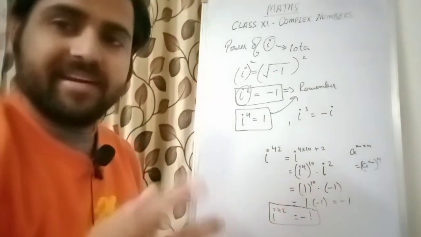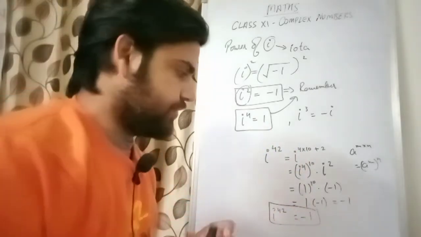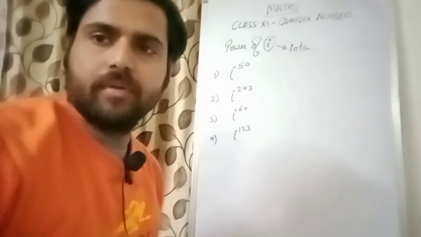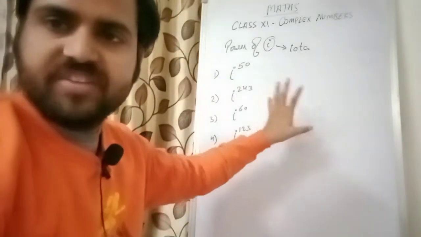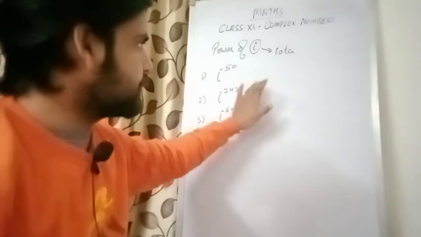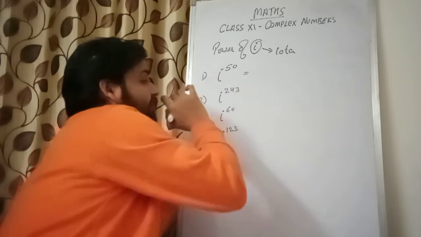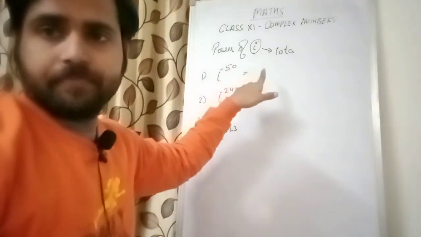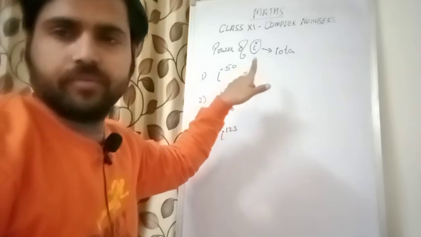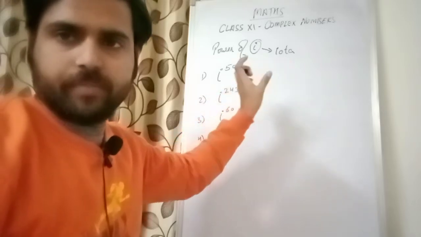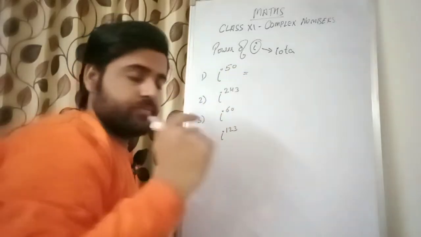Alright, let's take another example, and since we know now what we have to do, we have to solve it fast. Now we have these 4 parts and I have to simplify them. So let's begin with this. First one, what can I write? I have to express this power 50, I have to break this power 50 in terms of multiples of 4 plus some extra power. So this 50, how are you going to do this?